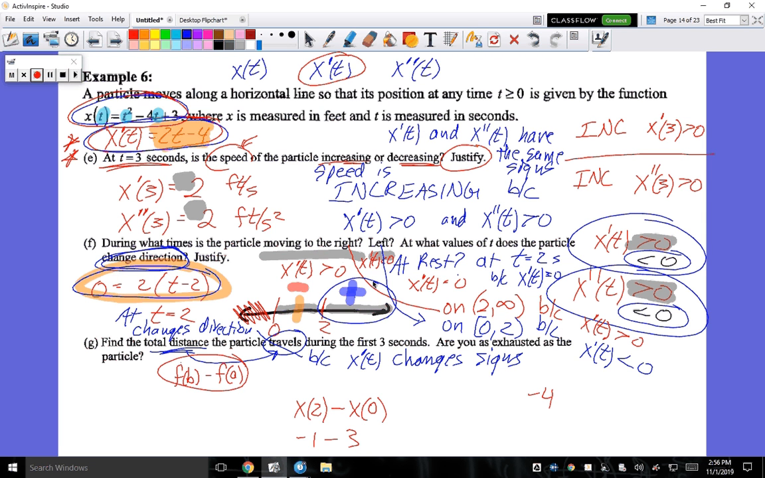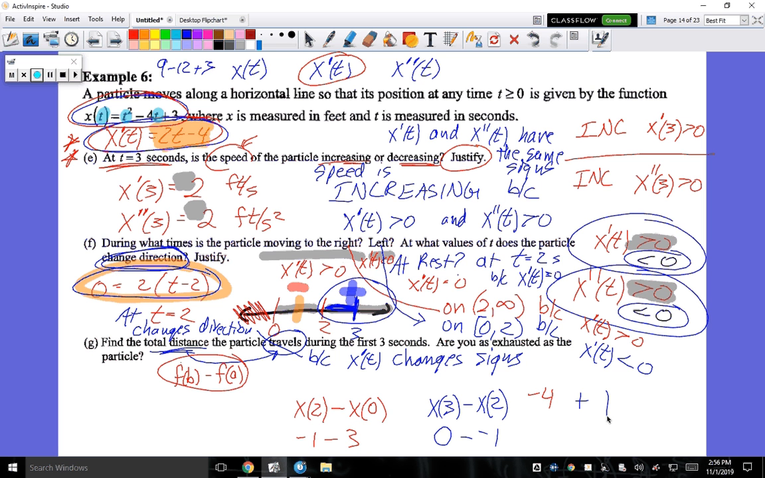So here we go. For the first 3 seconds, right here at 3 seconds, I want final position minus that other initial position, so I'm looking at just that interval. x of 3 would be what? 9 minus 12 plus 3, which is 0. And x of 2 was negative 1. So 0 minus a negative 1 is plus 1.